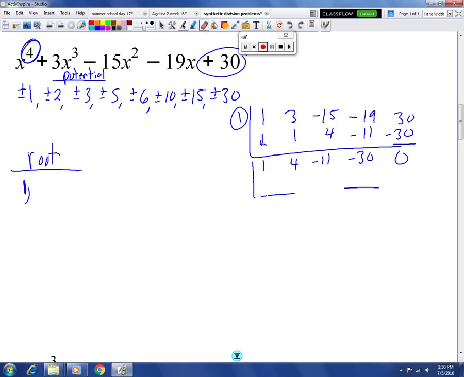So let's go to 2. Okay. All right, drop the 1. 2 times 1 is 2. 4 plus 2 is 6. 2 times 6 is 12. That's a 1. All right, 2 times 1, that doesn't work.